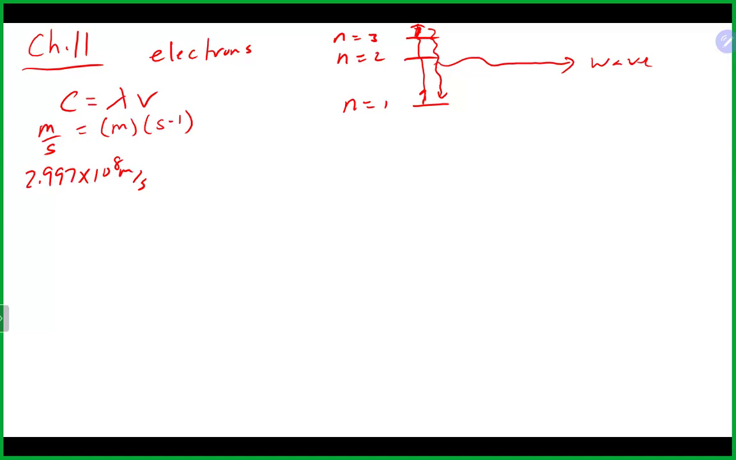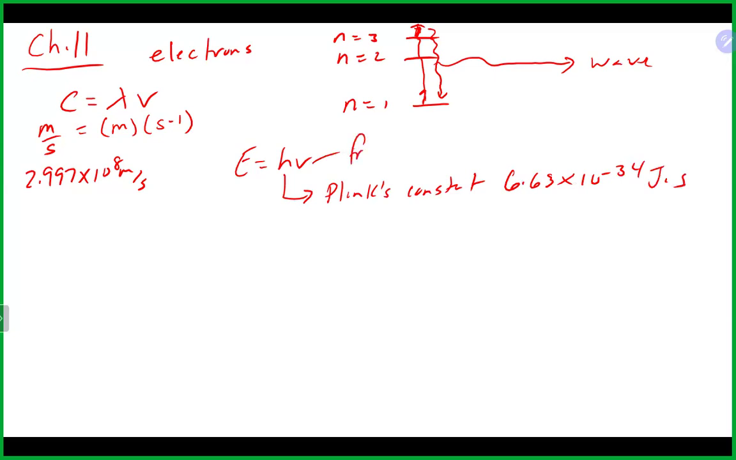We also saw that the energy associated with these waves can be found by E is equal to h times the frequency. h is a constant, that's Planck's constant, 6.63 times 10 to the minus 34 joules times seconds. That is again the frequency here, and reciprocal seconds are a hertz. That is a one-to-one relationship between those two.